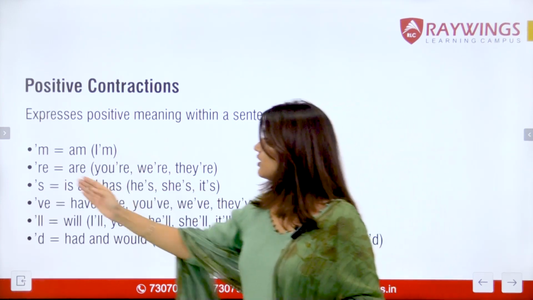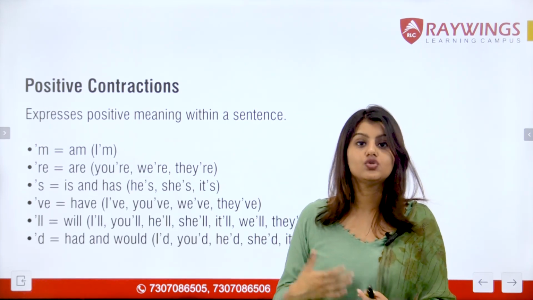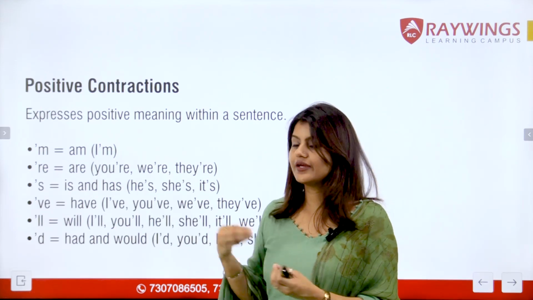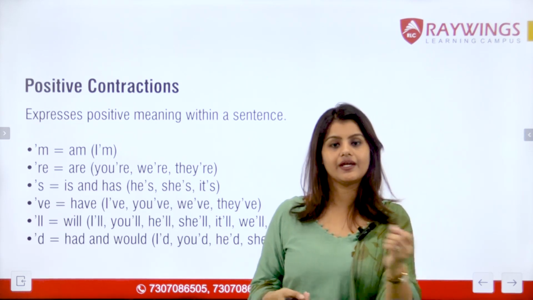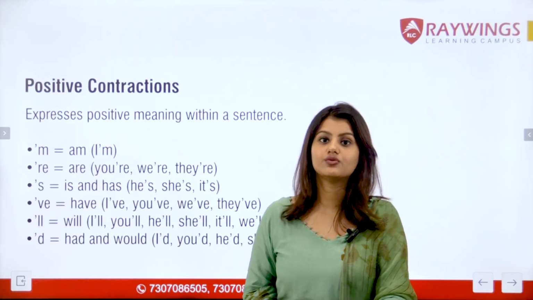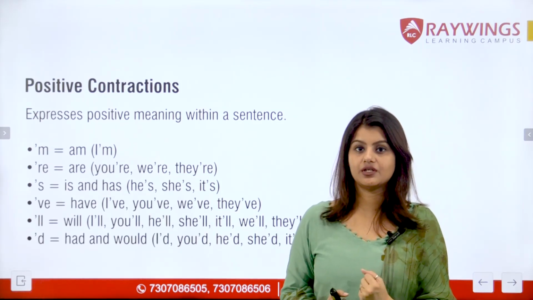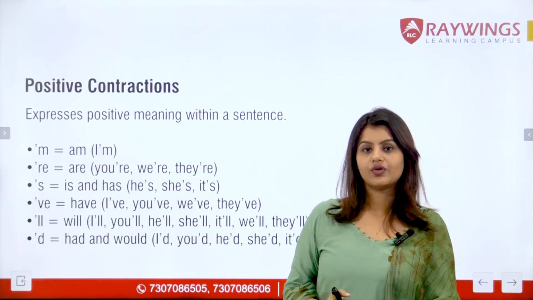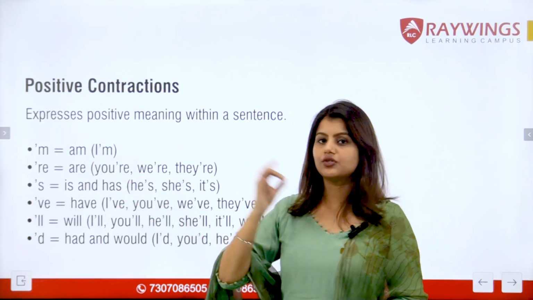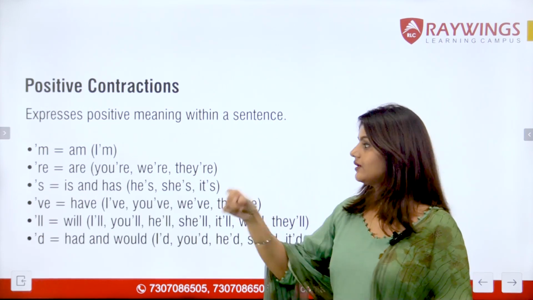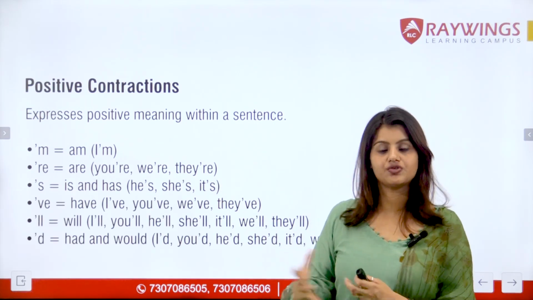Next is apostrophe re, and this stands for are, like you are, they are. Here you can write the full form like they are, you are, or you can use contractions. The sound will change, the pronunciation will change. You will pronounce it like your or there, right? So instead of writing you are, you can write you apostrophe re, and it means you are. Then we are, they are, so these are all positive contractions.